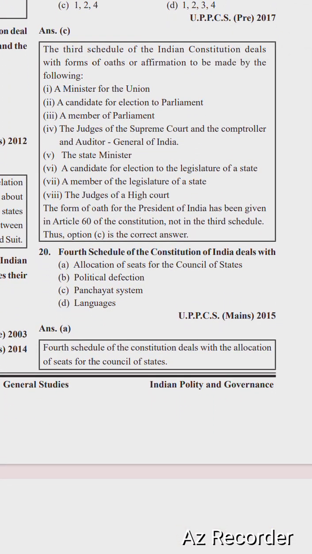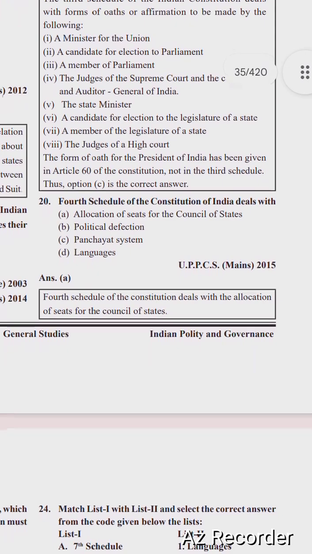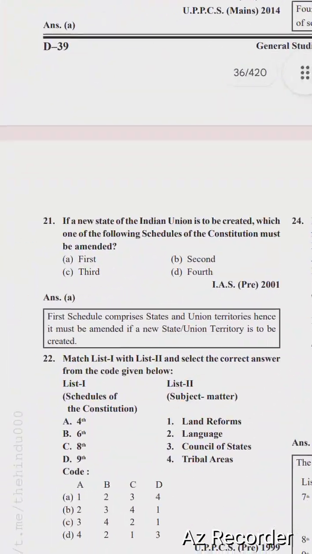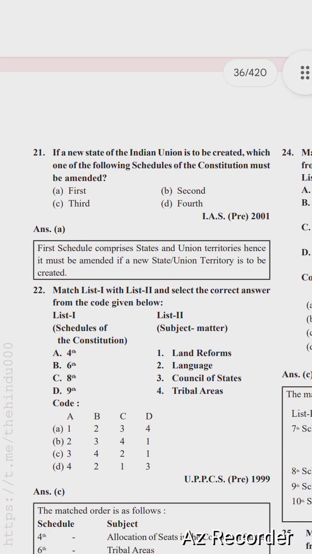So next question is, the fourth schedule of the Constitution of India deals with which of these? Options are allocation of seats for the Council of States, political defections, panchayat system and language. Right option is option number A, allocation of seats for the Council of States. The fourth schedule of the Constitution deals with the allocation of seats for the Council of States.